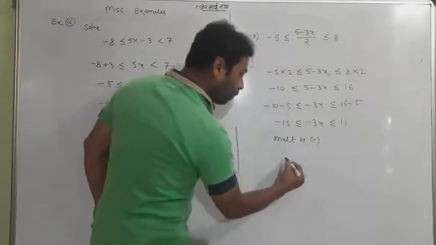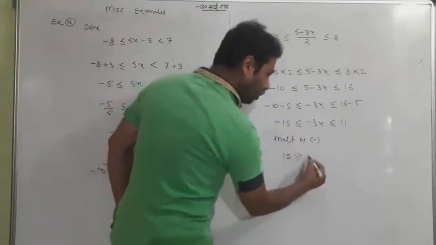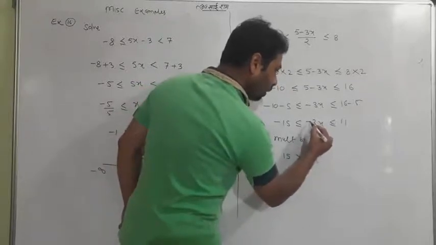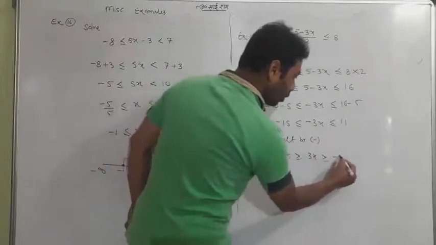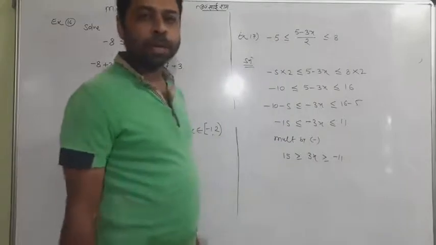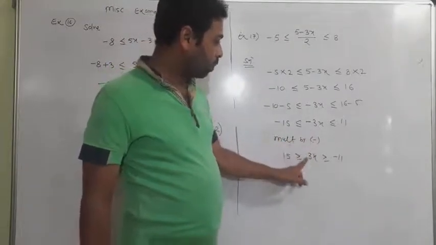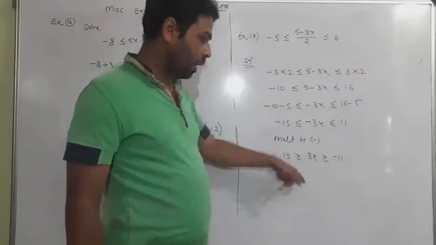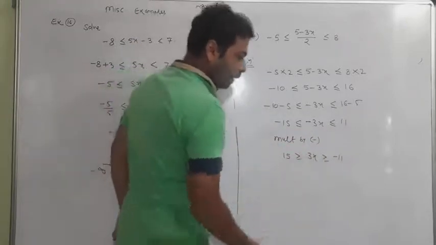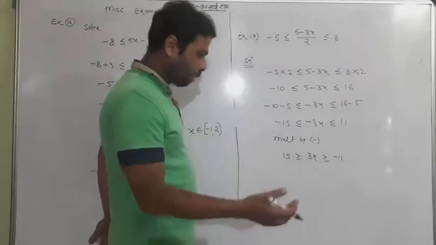You know it's going to be 15, but the sign will change. This is 3x, this is minus, going to be plus, and the sign changed. So please remember the sign change itself. Here it's a plus, it is minus, but the sign changes. And now you can find your answer by writing in a very simple way.